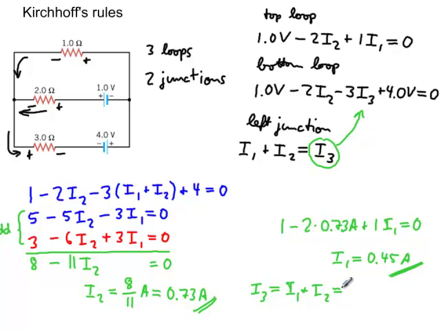And that one is going to be 1.18 amps. So those are the three currents that are flowing through here, and notice all of them came out positive, which means my initial choices of plus and minus on here were indeed correct.